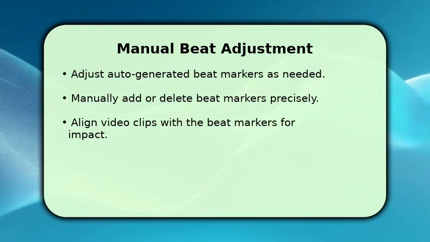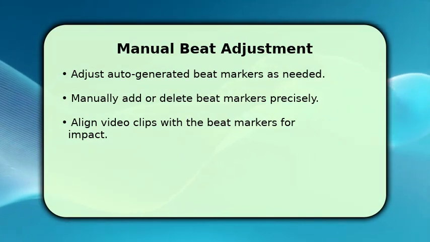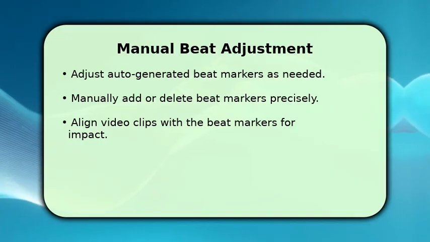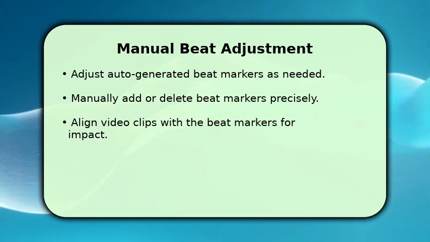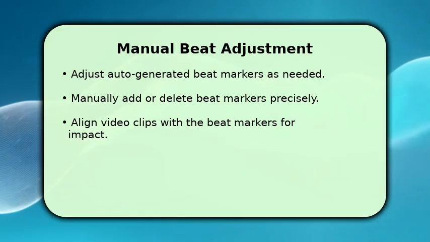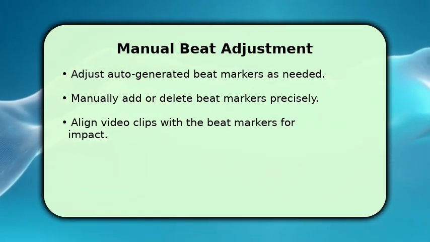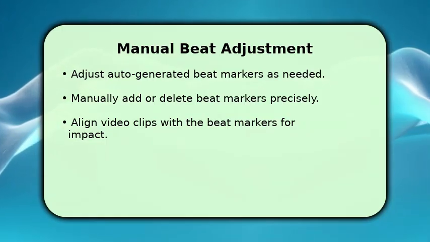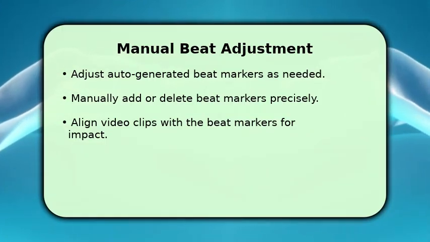While Auto Generate is great, sometimes manual adjustments are necessary for perfect synchronization. You can tap on any existing yellow beat marker to delete it, or tap anywhere on the audio waveform to add a new one. Drag the playhead to the exact beat you want, then tap Add Beat. Now, trim and split your video clips to align perfectly with these beat markers, creating dynamic transitions.